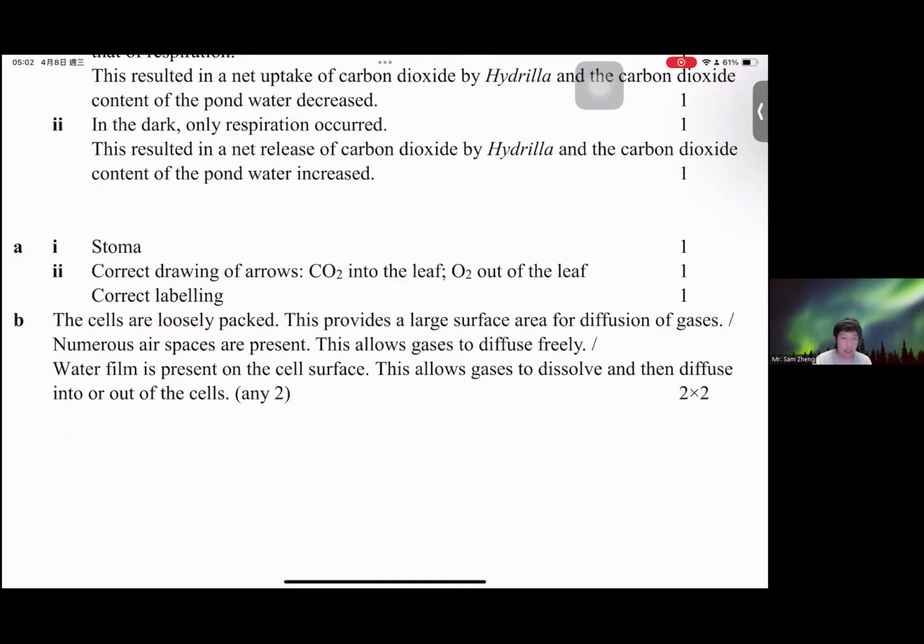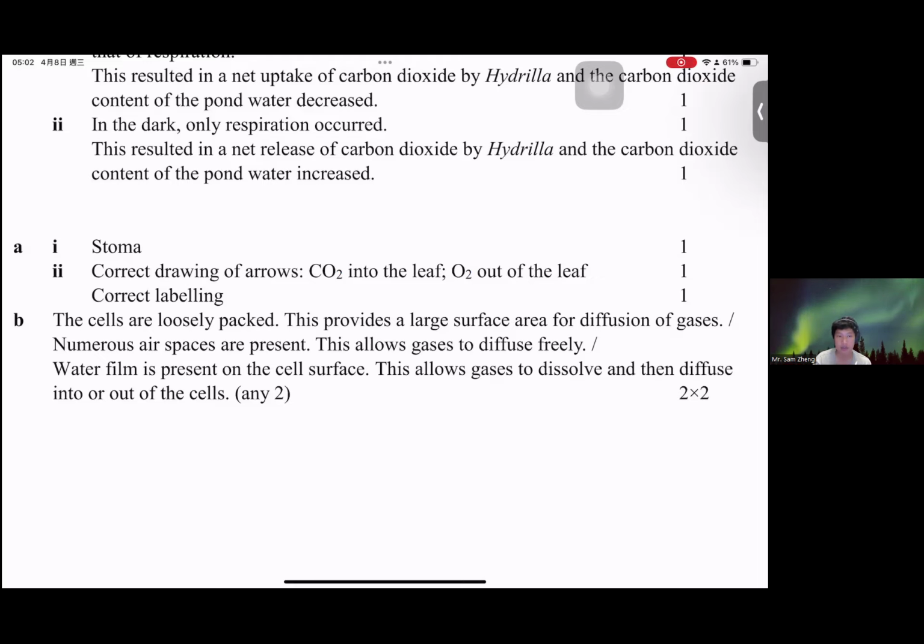So now let us quickly have a look at the answer. You can see that either the cells are loosely packed, so this provides a large surface area. Now remember, why the cells being loosely packed can provide a larger surface area for diffusion of gas is because they are not packed together. If the cells are not touching each other, that surface can be directly exposed to the atmospheric air. So this provides a larger surface area for the diffusion of gas.